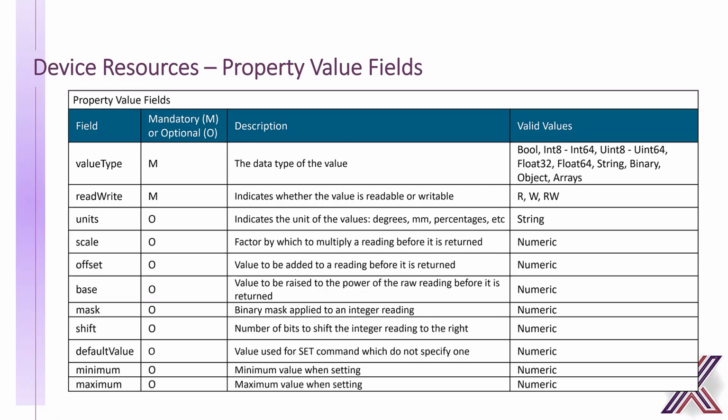We've got the ability to set units, and then a few other settings that we won't cover now, but you can do little transformations as the data is collected. So some devices might need the data to be scaled by a certain value, or to be offset by a value, or to be masked or bit shifted, for example. All these things are able to be done by a simple configuration.